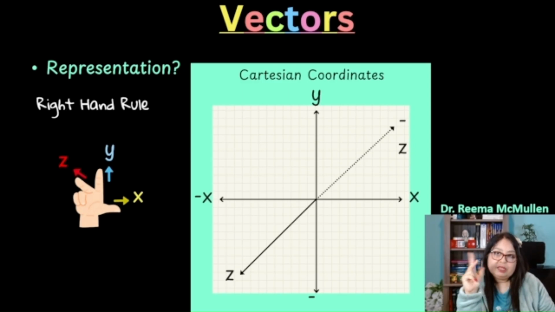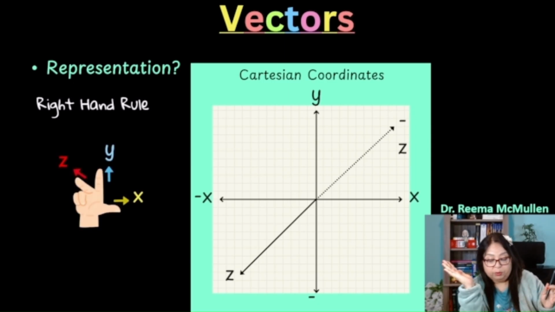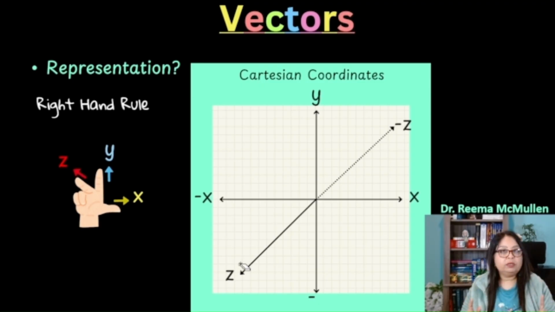So in place of using these 3 fingers the way they are shown here, I like to use a different version of the right-hand rule. By the way, this right-hand rule tells how X, Y, and Z coordinates are related to each other. And what does the right-hand rule say? It says to point your right hand fingers in the direction of the x-axis.